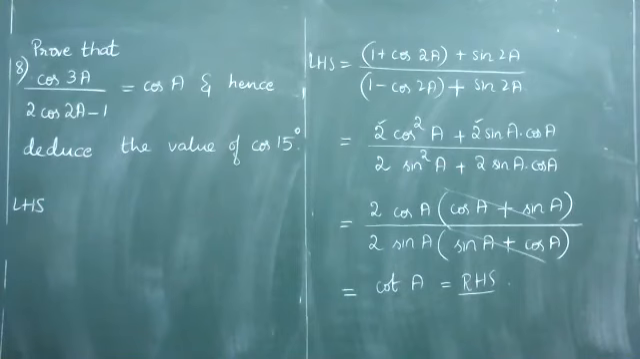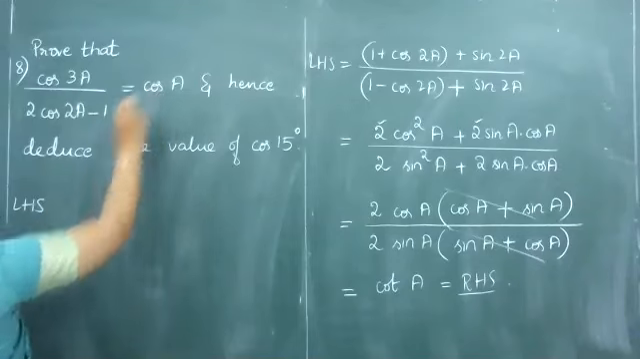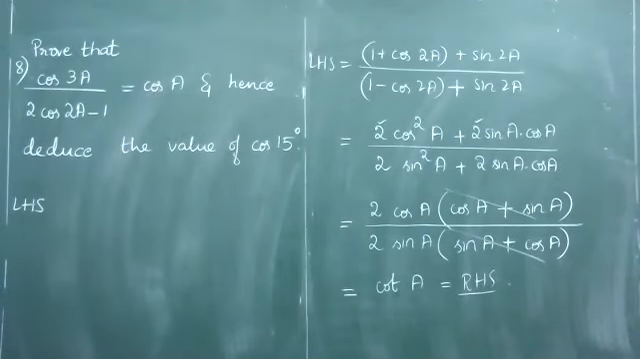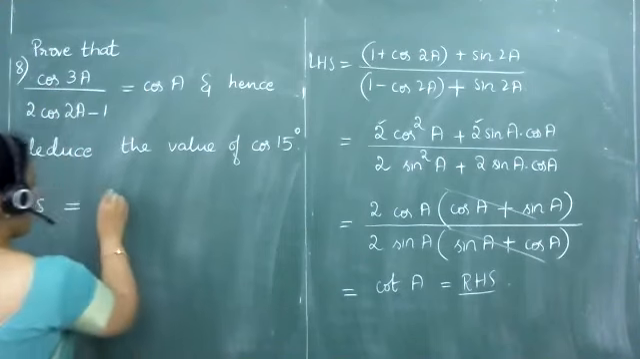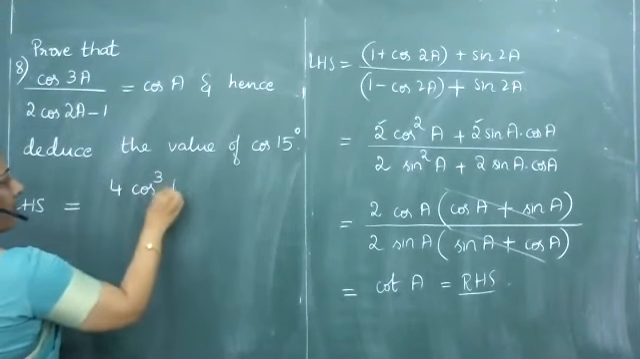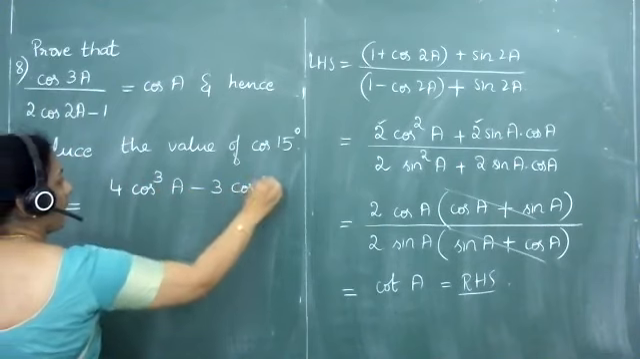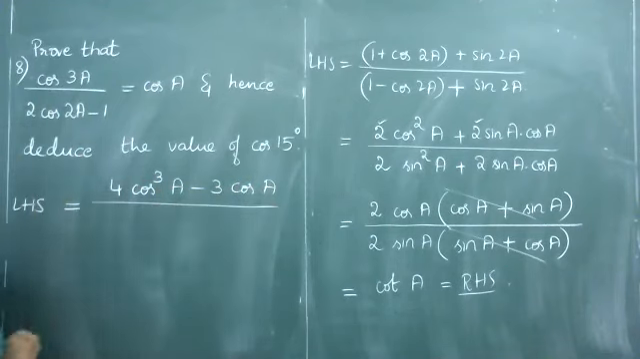First of all, we have to prove the identity given here, that is cos 3a by 2 cos 2a minus 1 is equal to cos a. Using the same identity, we have to find the value of cos 15 degrees. So now for the numerator in the LHS, that is cos 3a, we will have to apply the multiple angle formula. Cos 3a, as we all know, is 4 cos cube a minus 3 cos a. Denominator: 2 cos 2a minus 1.